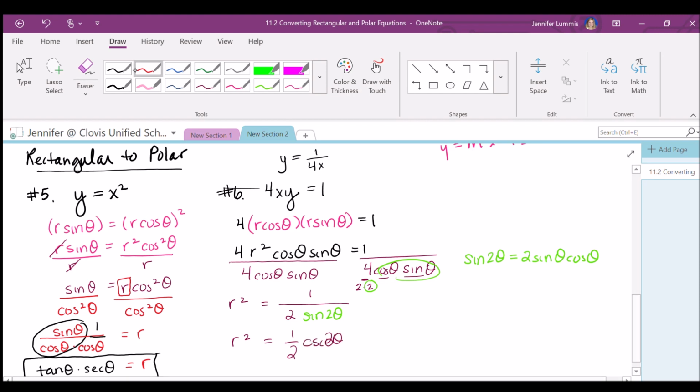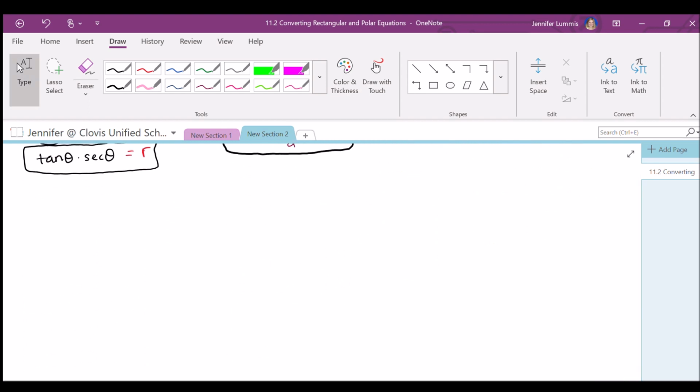And then it wouldn't do us any good to square root both sides and leave it as the square root of 1/2 cosecant 2 theta. So we would, in this case, just leave this as r squared equals 1/2 cosecant 2 theta. So I did mention that there were times when we would leave it in terms of r squared. So this brings us to our last example.